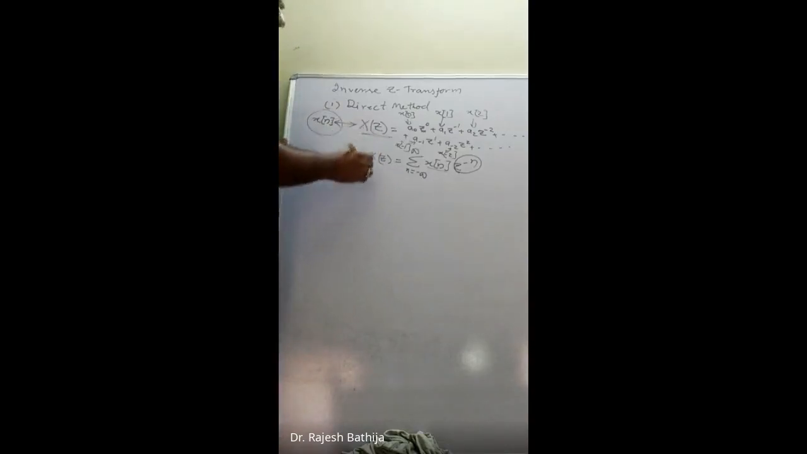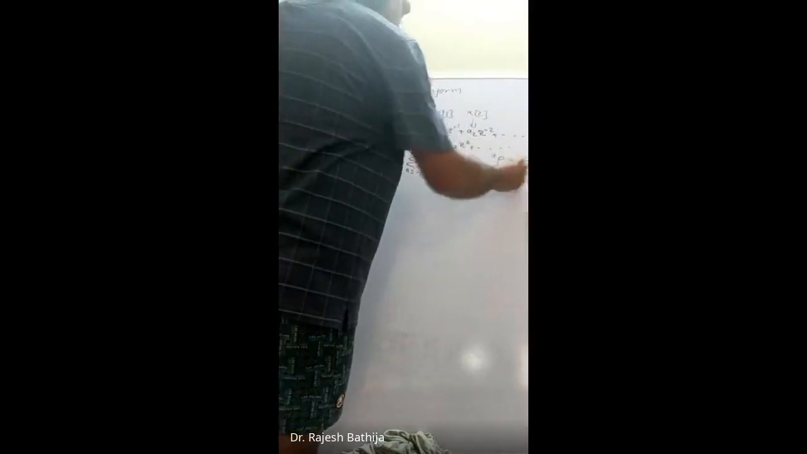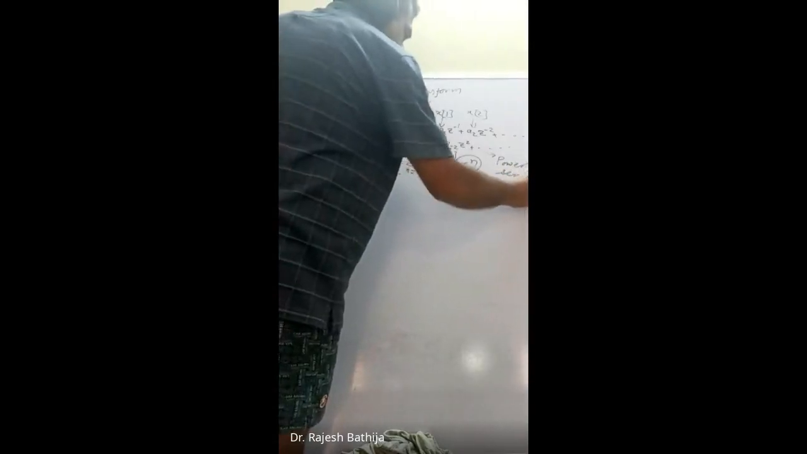So once we obtain x of n, then we can draw it easily. At 0, whatever is the value, suppose a0 is the value, at 1 it is a1, at 2 it is a2 and so on, here and here. So in this way, we can identify from the direct X(z) series. This is known as a power series, and sometimes this method is also known as the power series method.